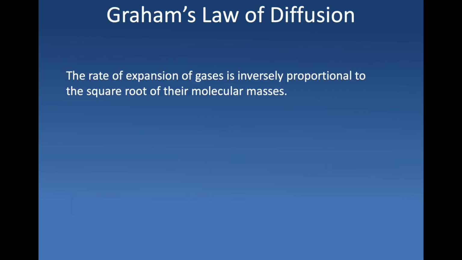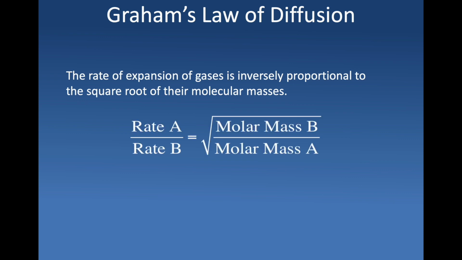And Graham's law of diffusion is a way for us to calculate the rate of expansion of gases. And that's because the rate of expansion is inversely proportional to the square root of their molecular masses. So you can take the rate of substance A divided by the rate of substance B is going to be equal to the square root of molar mass B over molar mass A. Or you can abbreviate it down a little bit smaller.